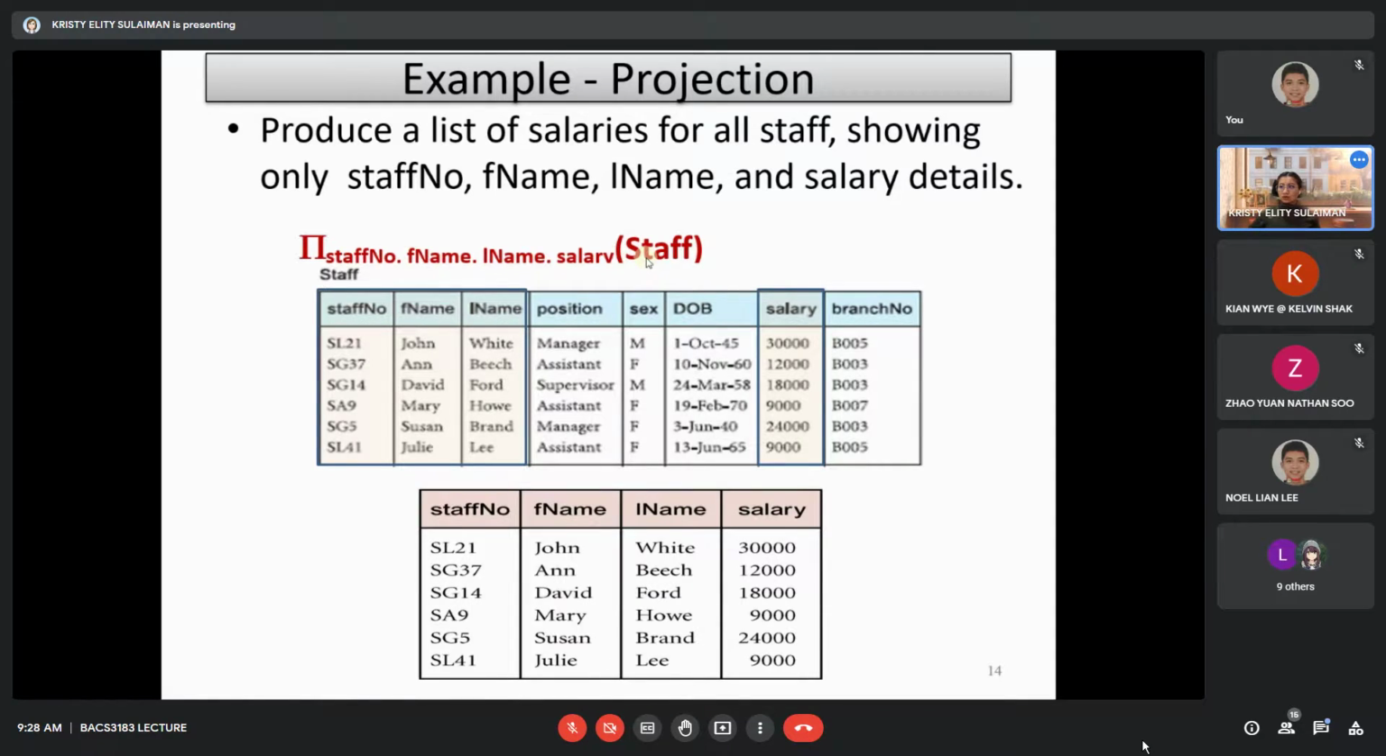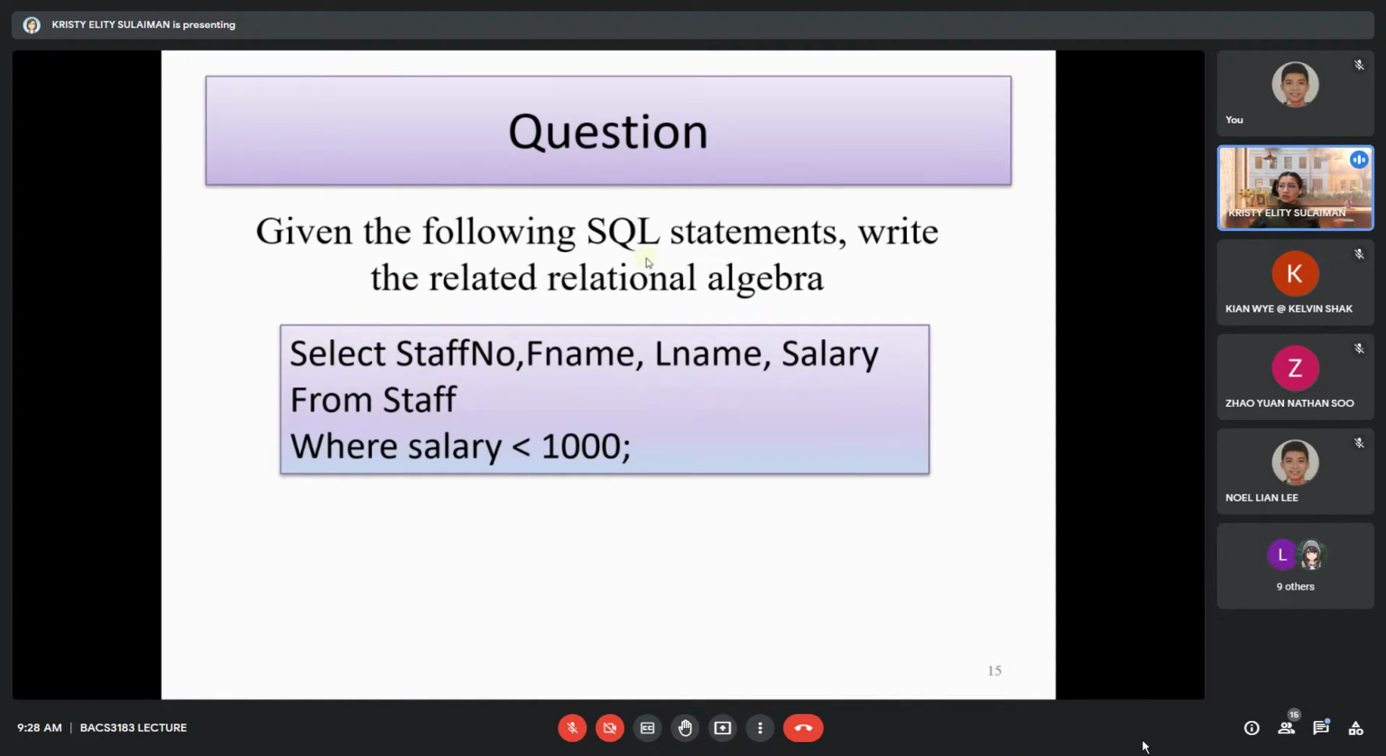Now a question. Given the following SQL statements, write the related relational algebra. The one that we discussed just now, we use this SQL statement to get the same result. What's the answer? Can you type in the chat? What's the related relational algebra for this?